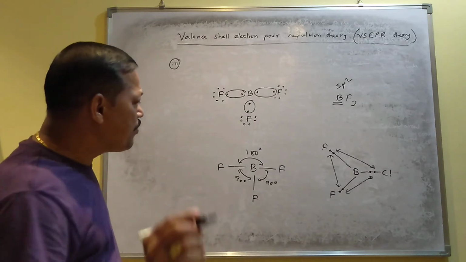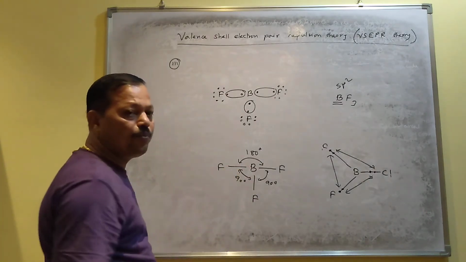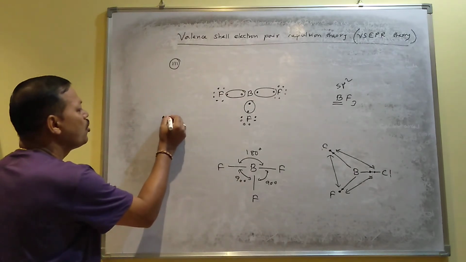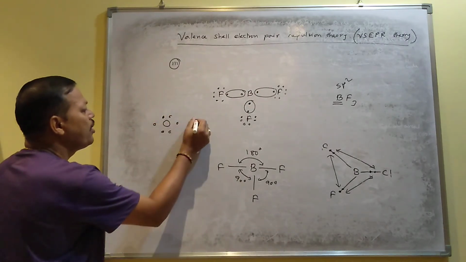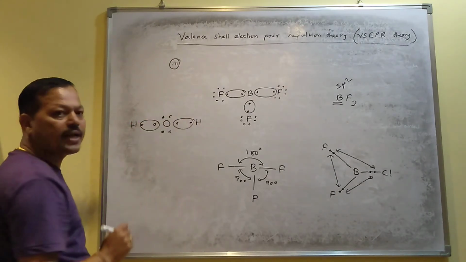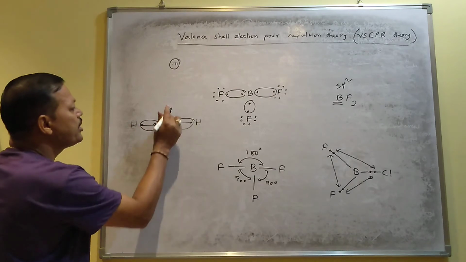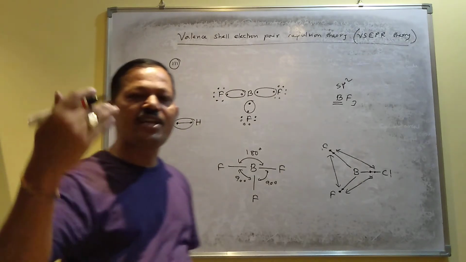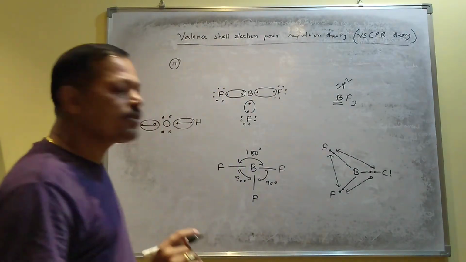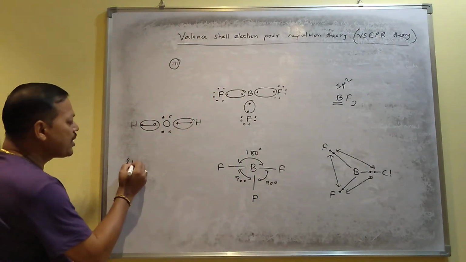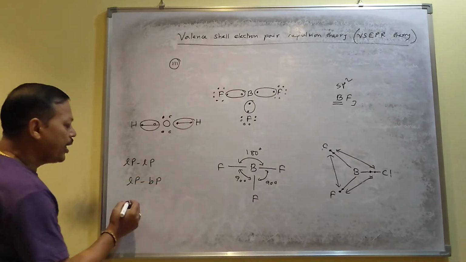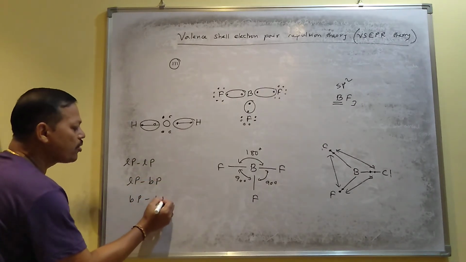And number four point, a central atom may contain lone pair and bond pair. For example, if you consider water, oxygen contains 6 valence electrons. When they combine with hydrogen, then sharing takes place like this way. These two are bond pairs, these two are said to be lone pairs. So a central atom may contain lone pairs, may contain bond pairs. And you may get lone pair repulsion, lone pair bond pair repulsion, and bond pair repulsion also.